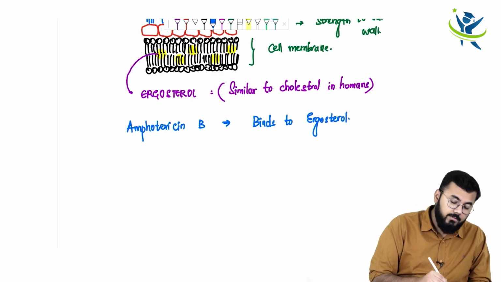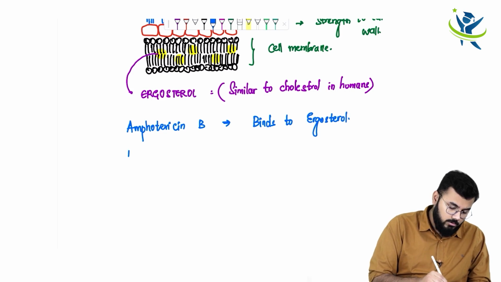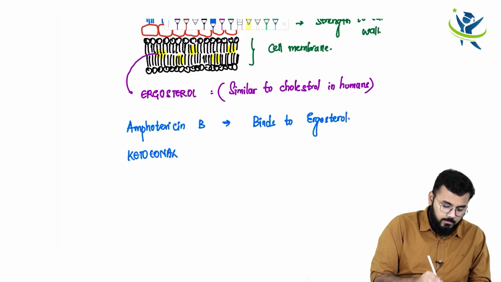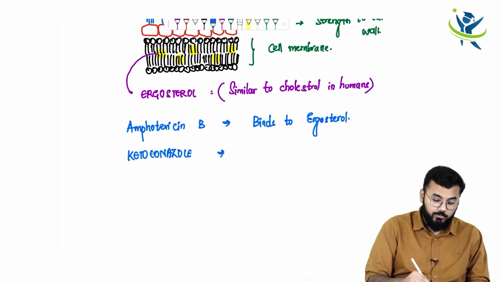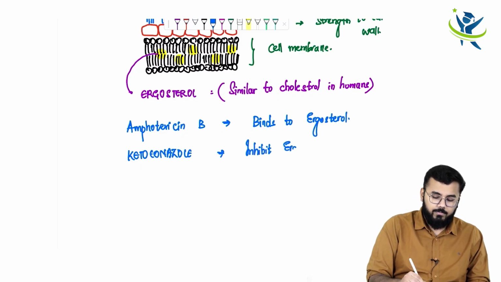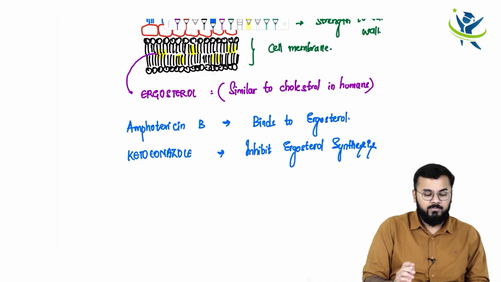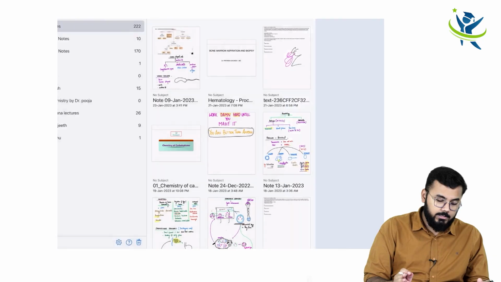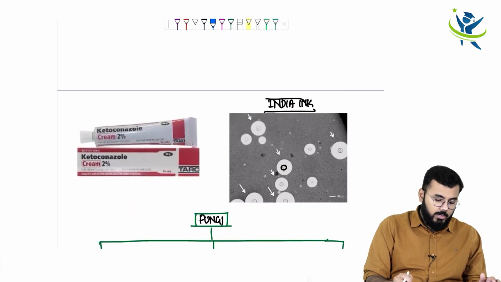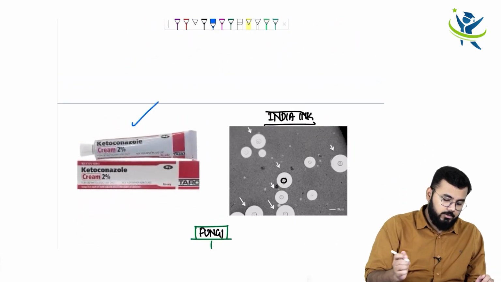Not only that, even for fungal infections we use ketoconazole, if you remember. And what does ketoconazole do? It will inhibit the ergosterol synthesis. As you can look at the picture down here, this is the ketoconazole cream which you basically use.